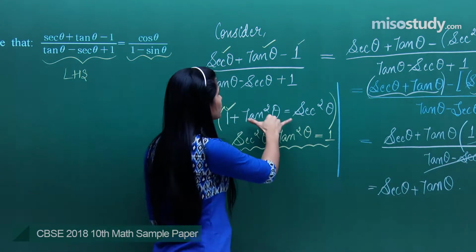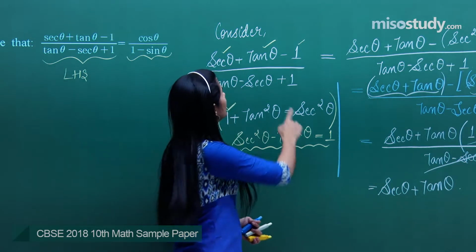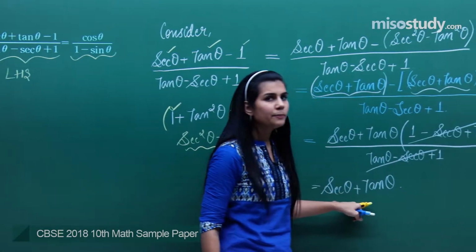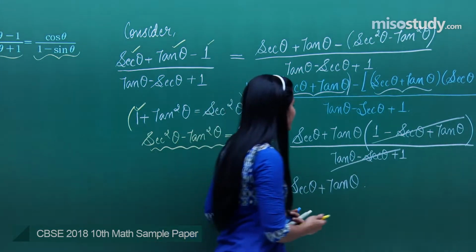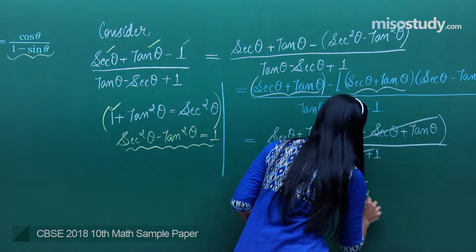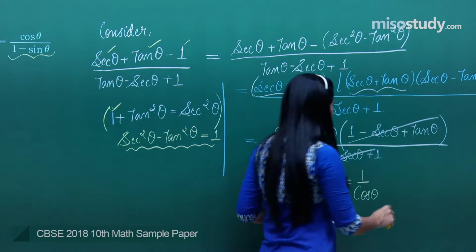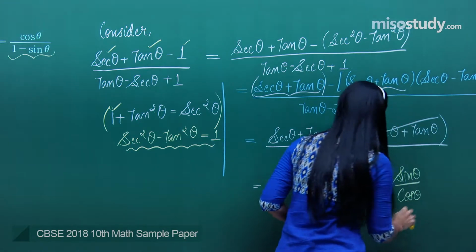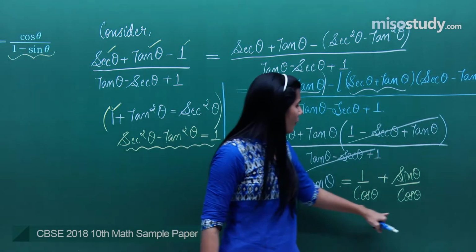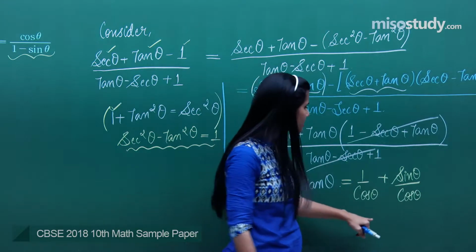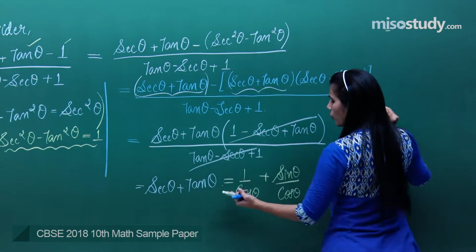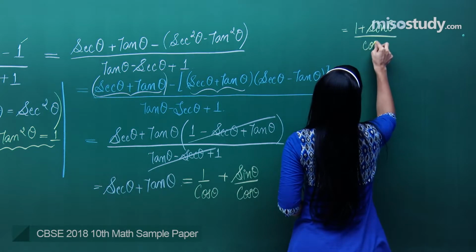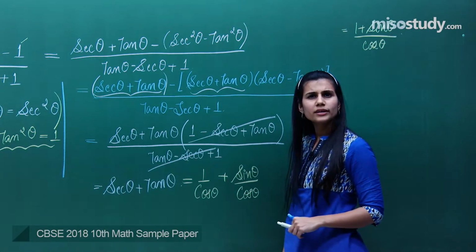Rather than that, by using this identity already present to connect sec and tan, we have simplified our expressions and come to this particular stage wherein now I can incorporate 1 upon cos in place of sec, and I can also incorporate sin upon cos in place of tan. And now I have expressions just in terms of sin and cos. Sort this out. This will be what? 1 plus sin theta whole upon cos theta.